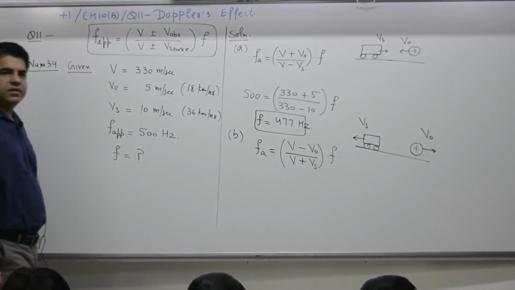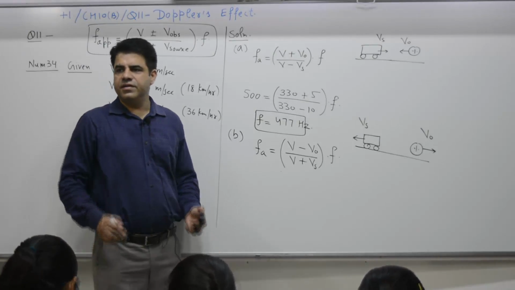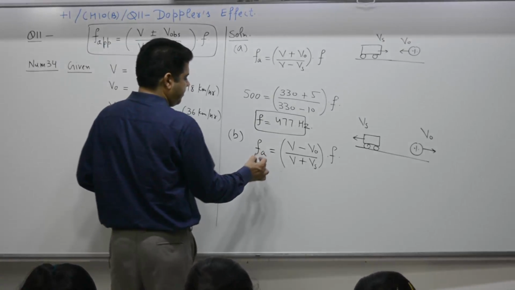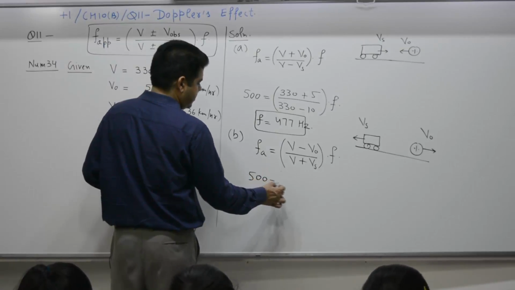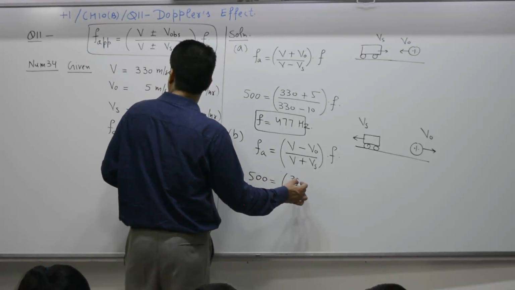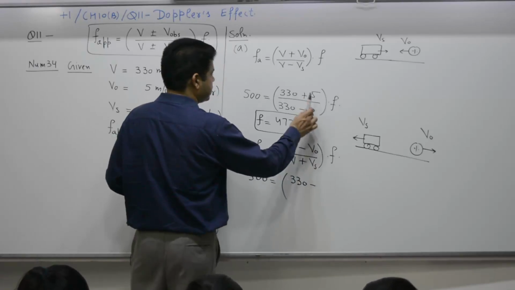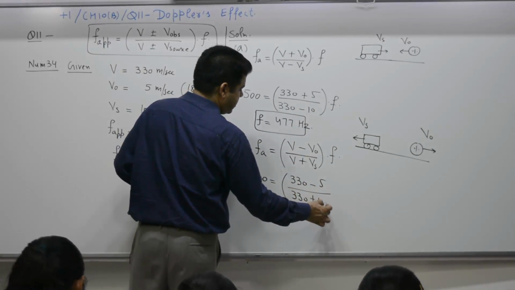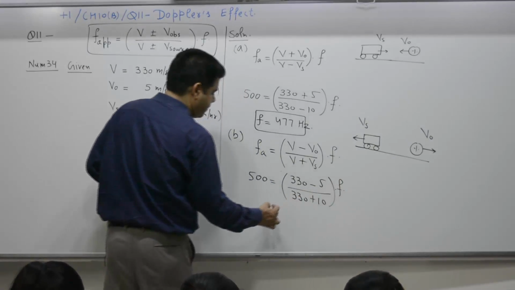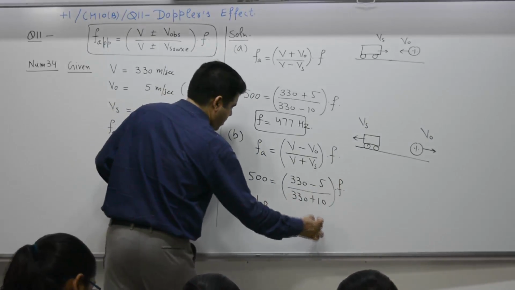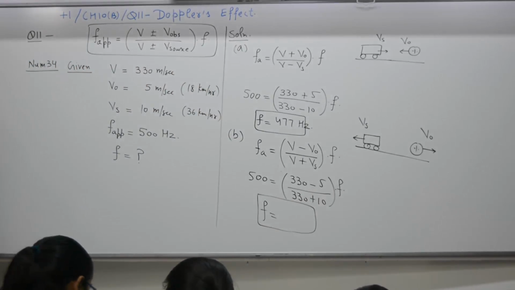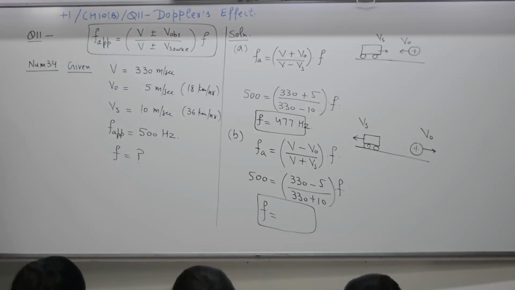Refer to case number 6. So F apparent is 500 is equal to 330 minus observer speed is 5, source speed is 10. Find F. F is equal to what? 523.